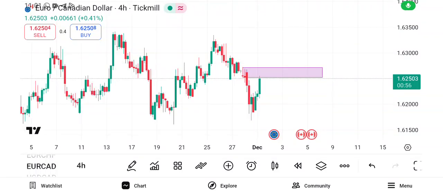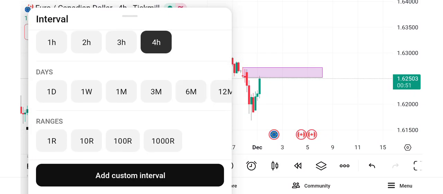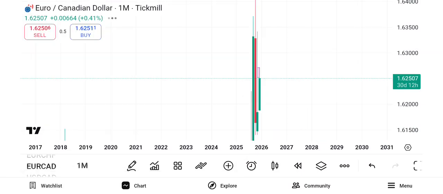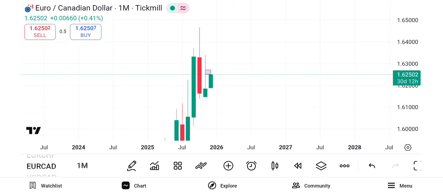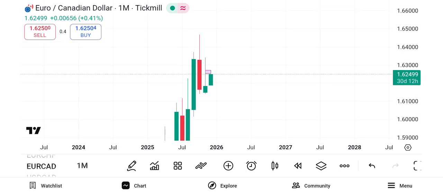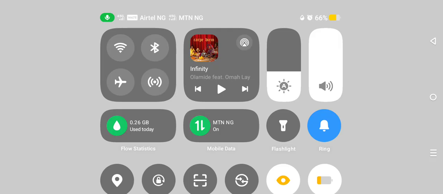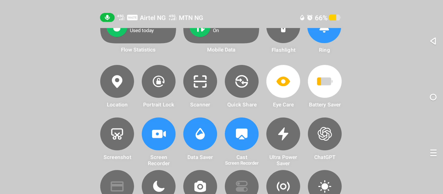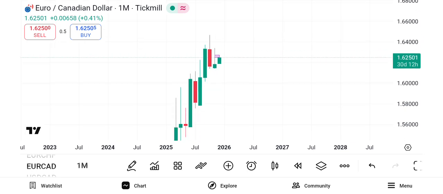So on our analysis on EURCAD today, we first of all move to the monthly time frame. Looking at the monthly time frame now, we ask ourselves, what is our view on the monthly time frame? What are we looking out for?